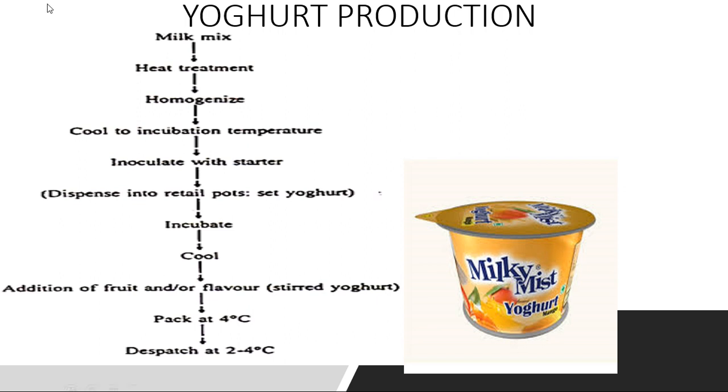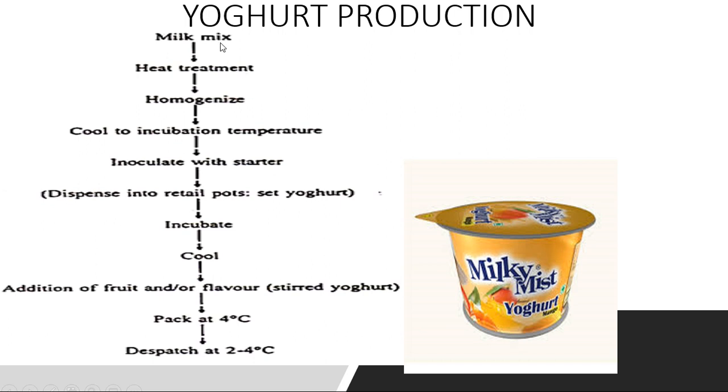Then the milk is going to be homogenized. What is meant by homogenized? Disrupting the fat globules, dispersing them throughout the milk and increasing the viscosity of the milk is called homogenization. After the homogenization, you are supposed to cool to incubation temperature. That means after homogenization, you are supposed to have heat treatment, and heat treatment is nothing but pasteurization.